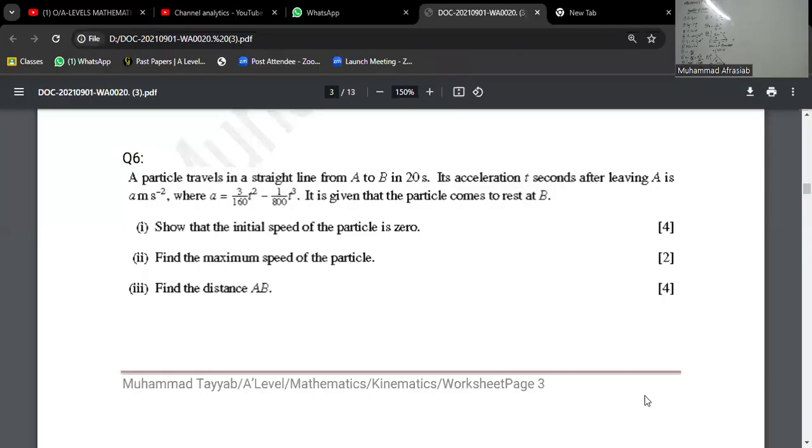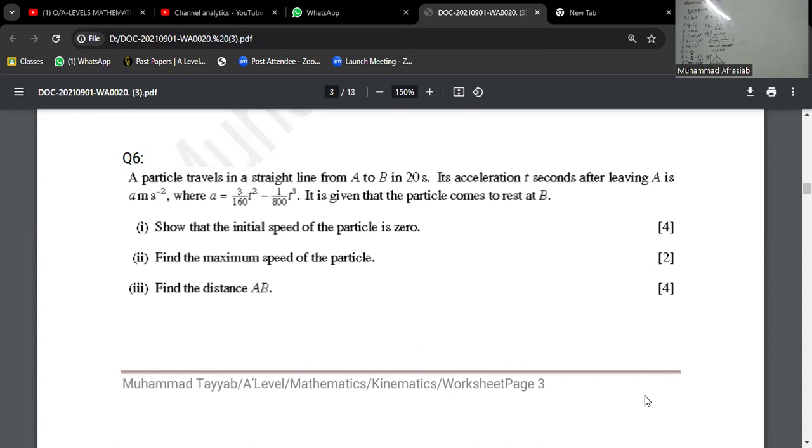The question is: a particle travels in a straight line from A to B in 20 seconds. Its acceleration t seconds after leaving A is a meters per second squared, where a is equal to 3 over 160 t squared minus 1 over 800 t cubed. It is given that the particle comes to rest at B.